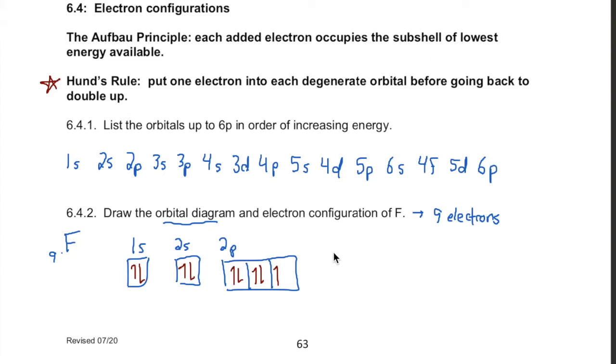The electron configuration just has the names of the orbitals, and then instead of drawing a box with arrows, you represent those electrons as a superscript. So this would be 1s2. There's 2 electrons in the 1s orbital. 2s2, 2 electrons in the 2s orbital. And 2p5, there's 5 electrons in the 2p orbital. So this is the electron configuration over here, and this is the orbital diagram over here.